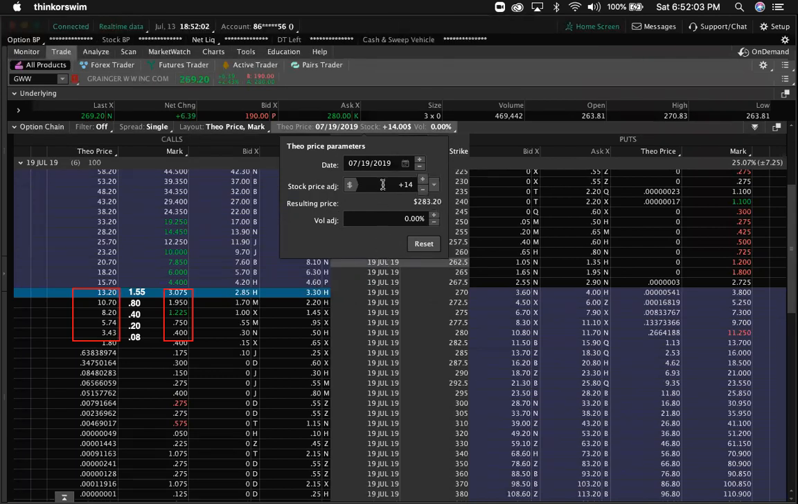So come Friday, if the price Friday is at 283.20, even if it gets there by Thursday, the 270s that were once 155 are going to be worth $13.20. So in your head, you're like, okay, that's the smartest thing to do. That's the smartest play to play.